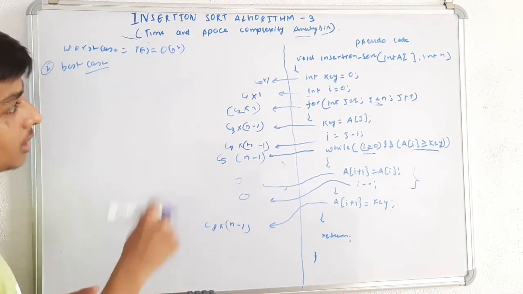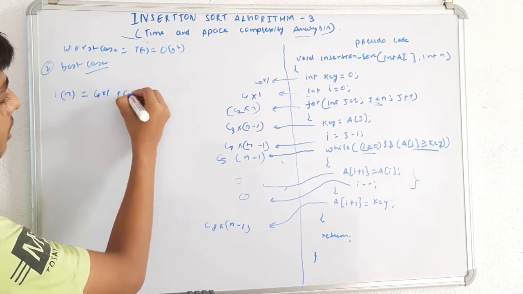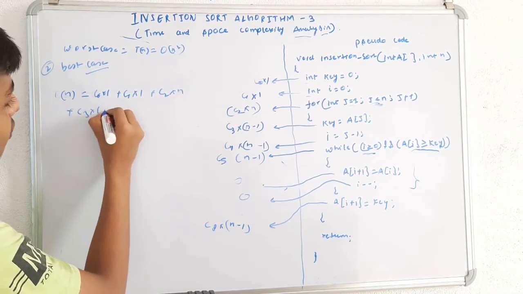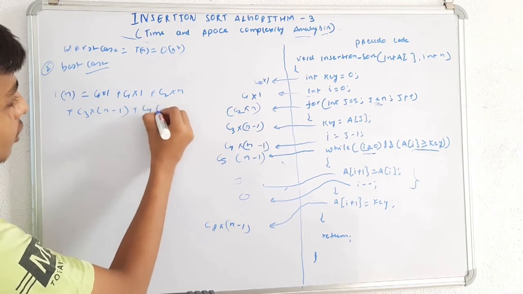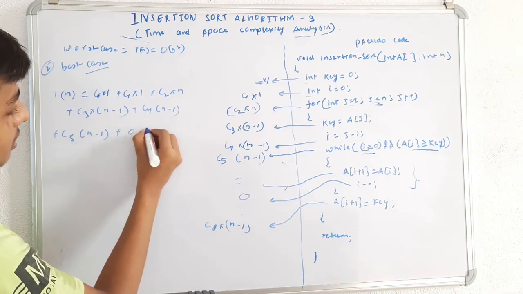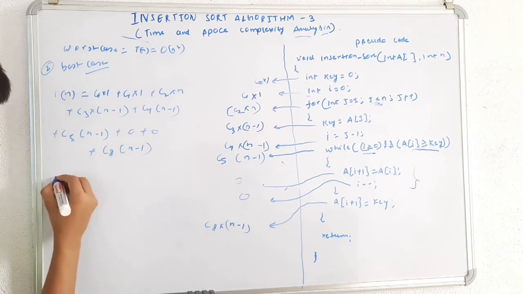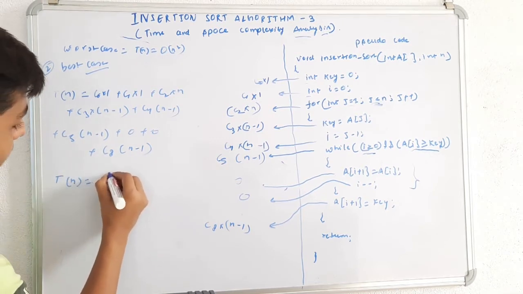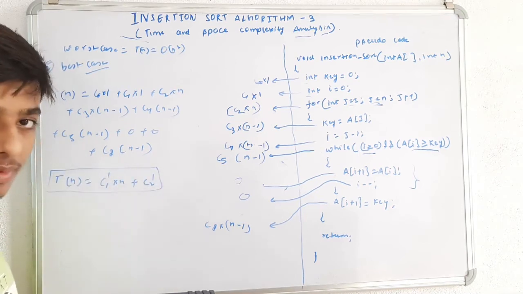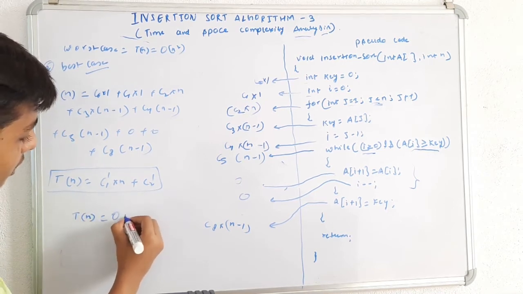From here onwards, we can see the best case running time. T of n, best case, will be c0 into 1 plus c1 into 1 plus c2 into n plus c3 into n minus 1 plus c4 into n minus 1 plus c5 into n minus 1 plus 0 plus 0 plus c8 into n minus 1. If you add all these, you will get something like c1 prime into n plus c2 prime. So this is the expression for the best case. If you write the notation, you will get big O of n.